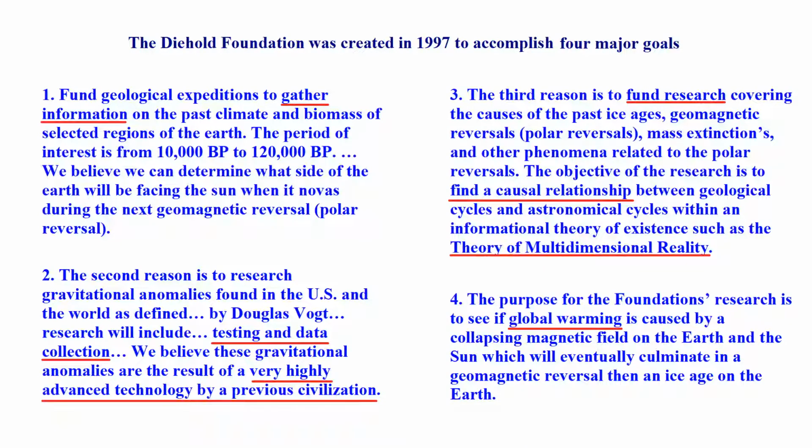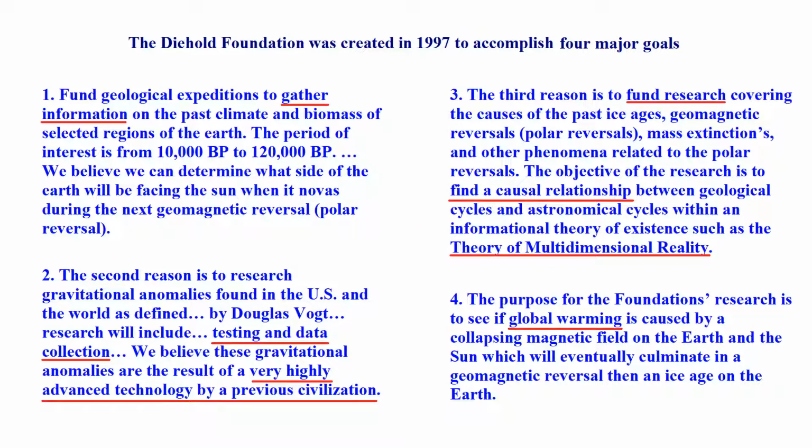Okay, so Mr. Vogt has created a foundation. He calls it the Diehold Foundation. I'd rather refer to it as the Die-Hard Foundation because he's a die-hard quantum mechanic, a die-hard relativist, a die-hard string theorist. He's a die-hard mathematical physicist. In other words, he's bought into mathematical physics, and that's what he uses as his foundation for his theory. Okay, so he created this Diehold Foundation in 1987, and its purpose is to accomplish 4 major goals.